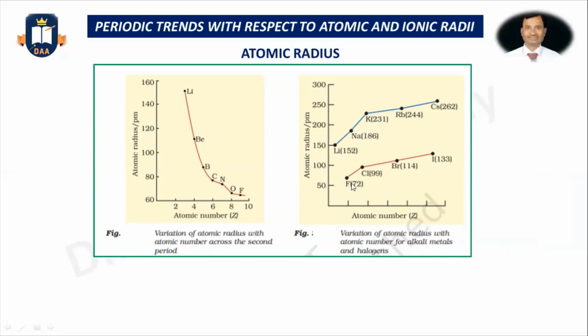And in group number 17, the first element is fluorine. So from fluorine also, down the group, chlorine, bromine, and iodine, the atomic radius increases. So now you understand the variation of atomic radius with atomic number across the period as well as across the group.